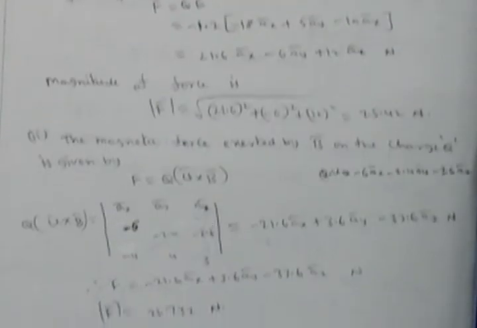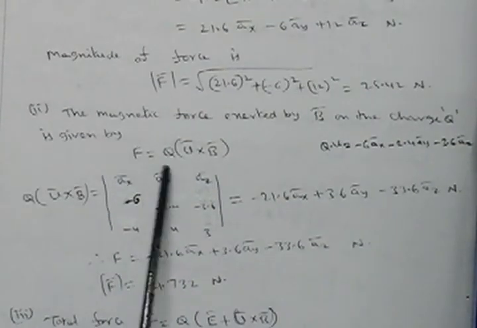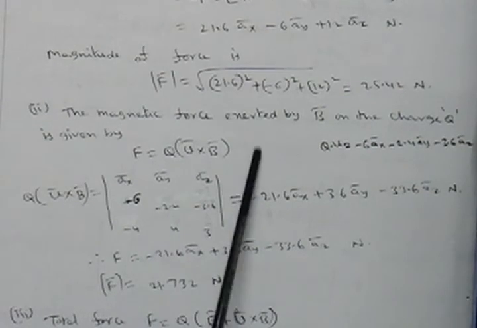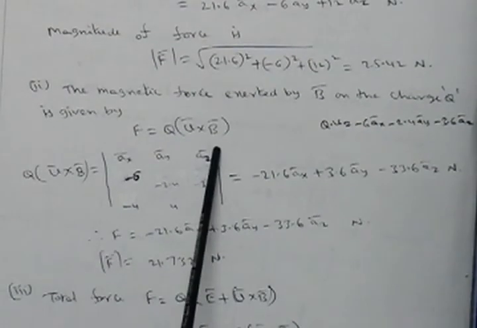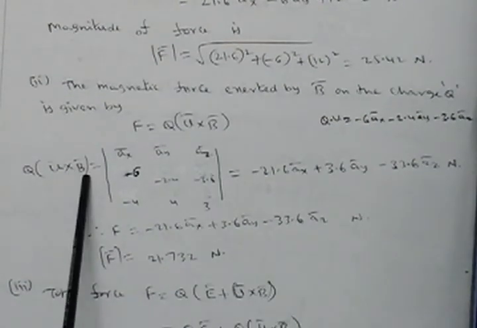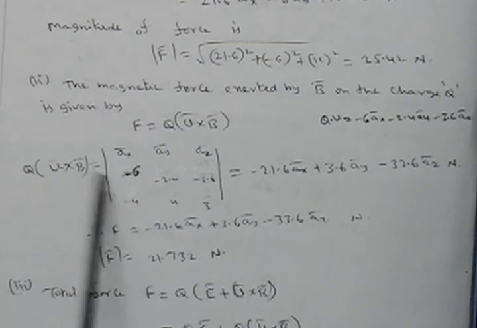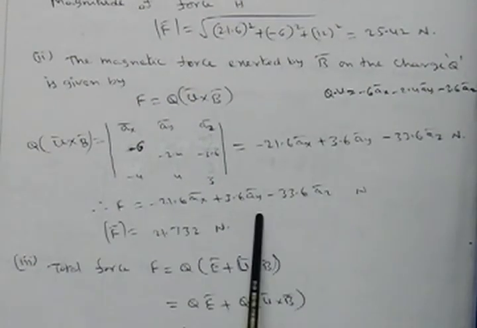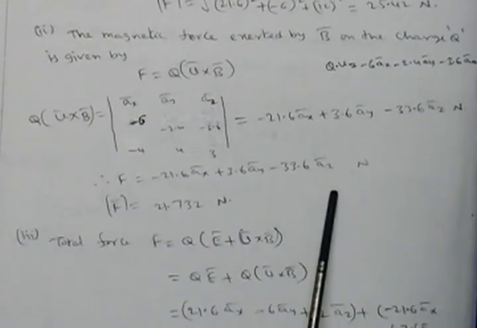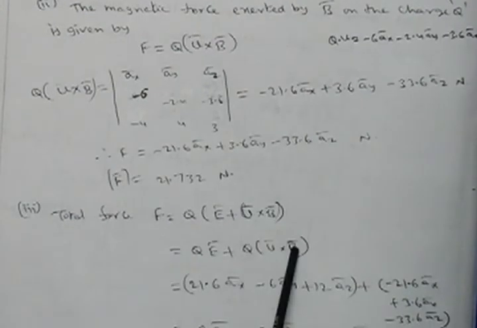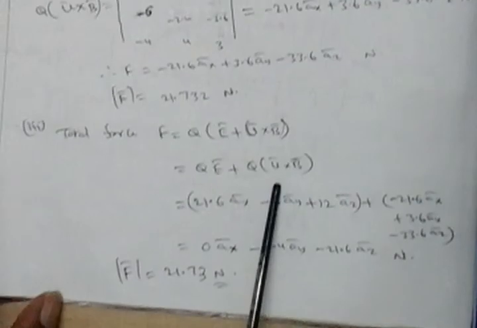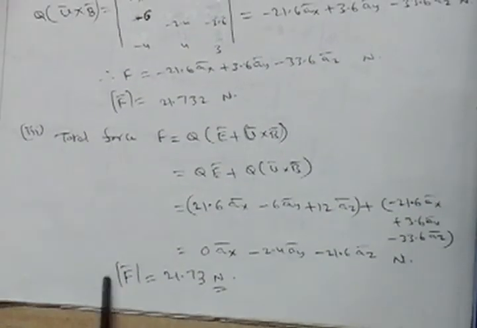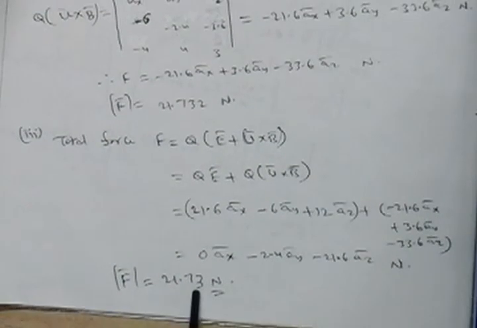Similarly, the force due to the magnetic field. The formula is F equal to Q into V bar cross B bar. That is a cross product between velocity and the magnetic flux density. Q is a real number that is multiplied directly with the value. Then you will get the force F equal to this. This is the force due to only the magnetic field. When both are present, add the electric field force and the magnetic field force, then you will get the total force when both are present.